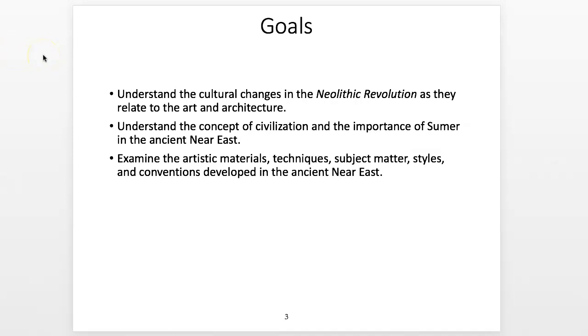These are some of the goals I want you to think about. The way in which the Neolithic Revolution that we talked about has changed art and architecture. The concept of civilization and the importance of Sumerian civilization in the Near East. And then we're going to examine some different materials and techniques and subject matters and styles that you're going to want to know about in the Near East.